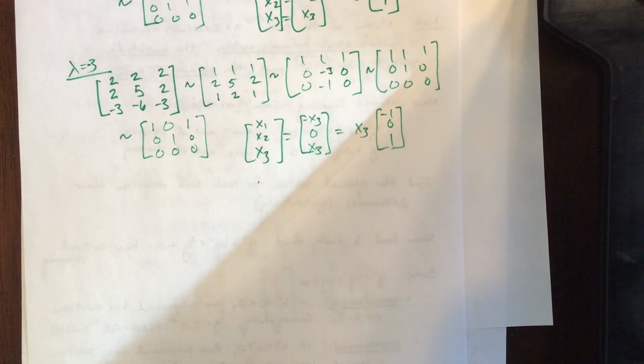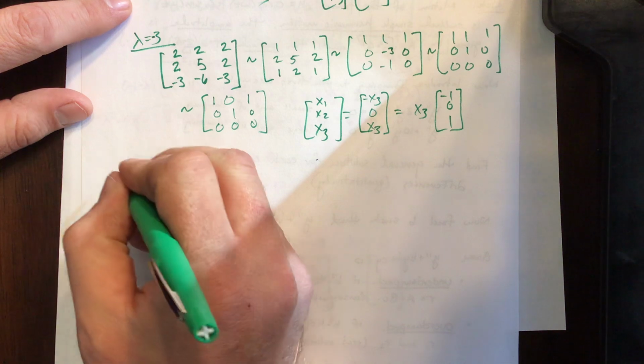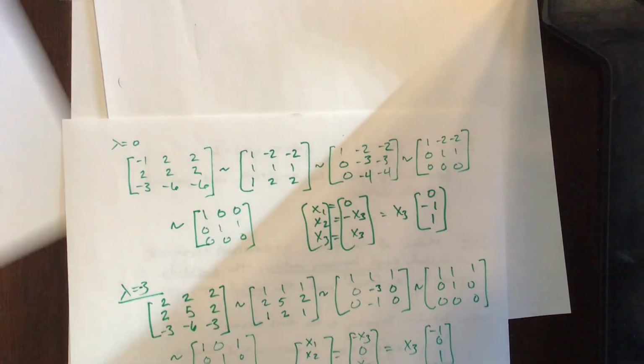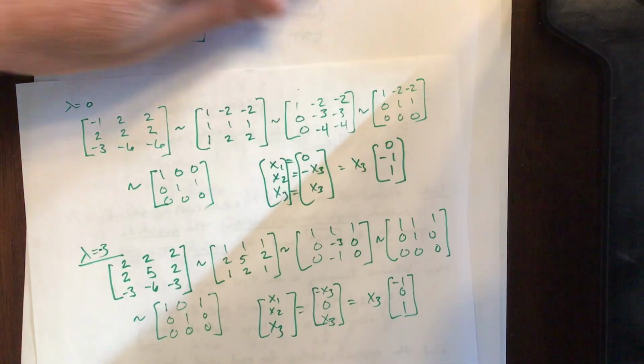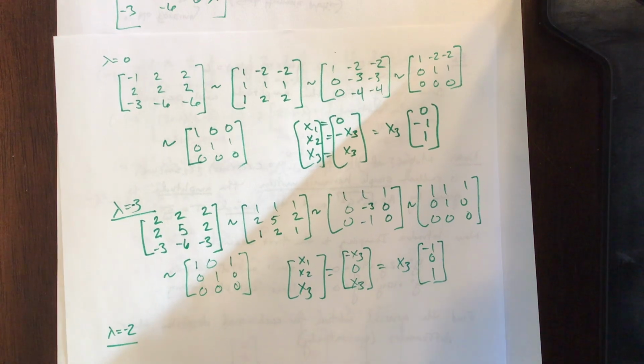Sorry about the length of this. If I had known the problem was as long as it was, I probably would have just jumped to what the solutions were for this, but you're at least getting a little bit of a review on this. All right, so next, lambda equals negative 2, if my memory serves me right.